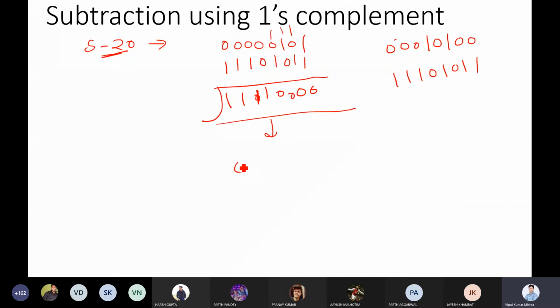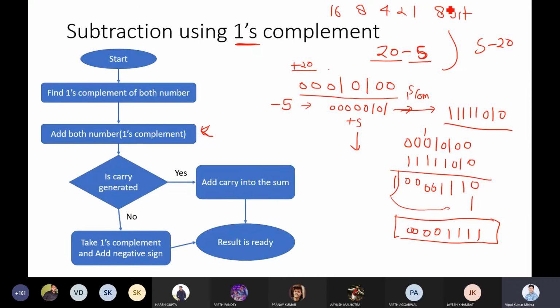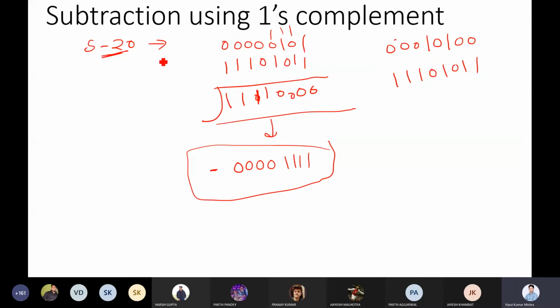So if you take 1's complement, it will be 0, 0, 0, 0, 1, 1, 1, 1 and add a minus sign. So in this way, you are getting the subtraction here, right? So this is the way you do subtraction using 1's complement. When the first number is bigger, you will get the carry, and once the carry comes into the picture, you have to add it here. If the second number is bigger, then you will not get any carry. You have to take the complement of the result of the addition, and you will get the final value, and you have to add a minus sign.